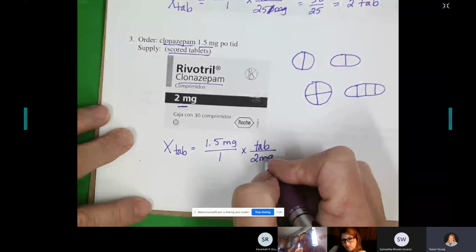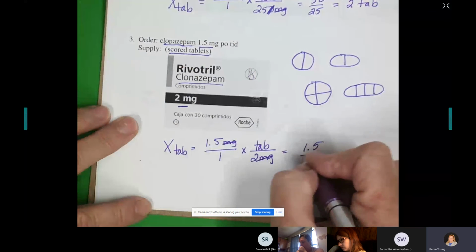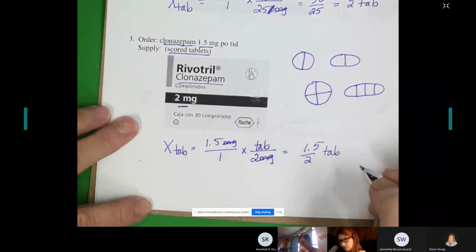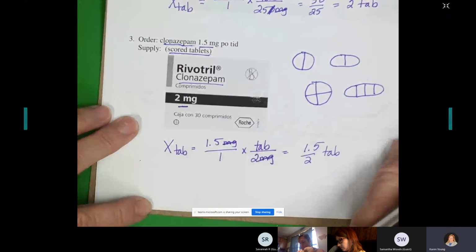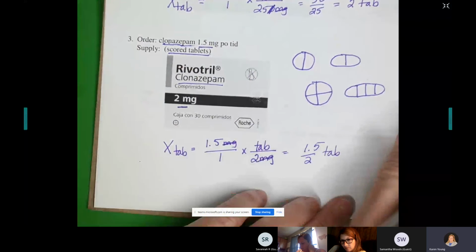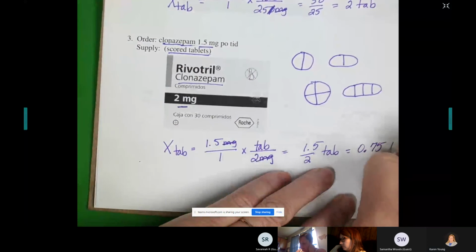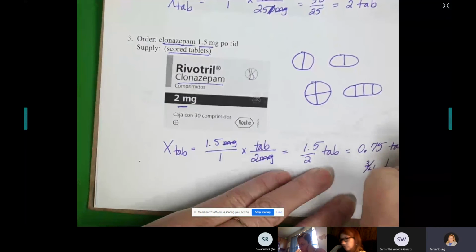So I'm going to cancel my milligrams. And I have 1.5 over 2. And that'll be tablet. Now I can put that in the calculator and divide it out. I've done it enough today that I know it's 0.75 tablets. So it's basically 3/4 of a tablet.